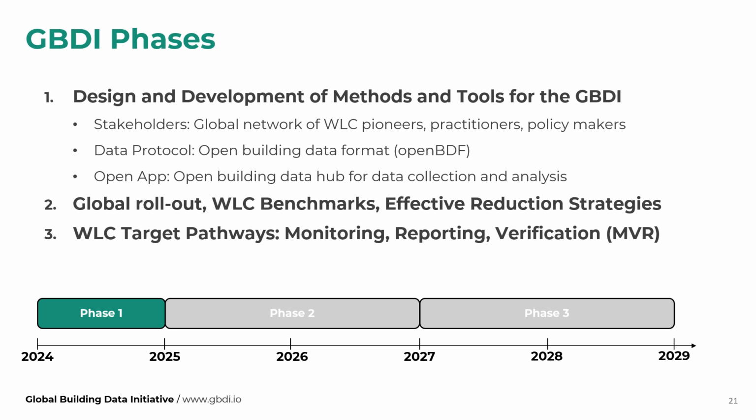All of these three aspects have been part or are part of the first phase of GBDI, which is currently ongoing and will run into 2025. Then in subsequent phases, we're looking into a global rollout for whole life carbon benchmarking and the identification of reduction strategies, and really the development of target pathways and supporting our partners in monitoring, reporting, and the verification of whole life carbon emission.